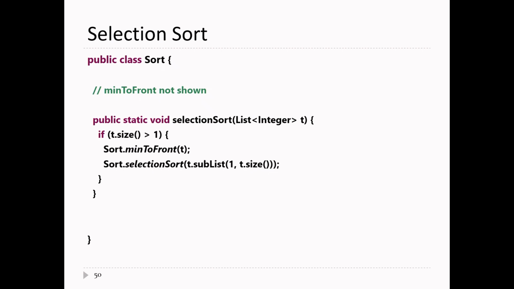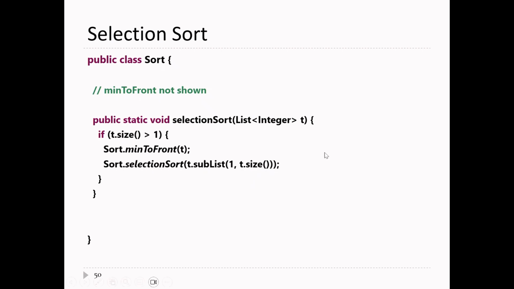And so another way to write that, instead of putting in an explicit base case, I can simply say, if the size of the list is greater than 1, recursively sort the list. Eventually, the sublist reaches a size of 1 or 0, and the method stops.